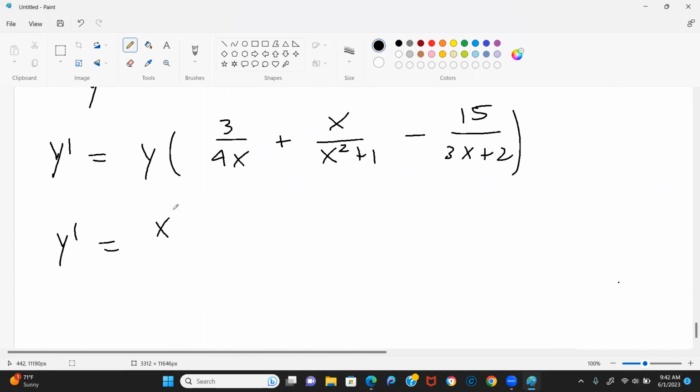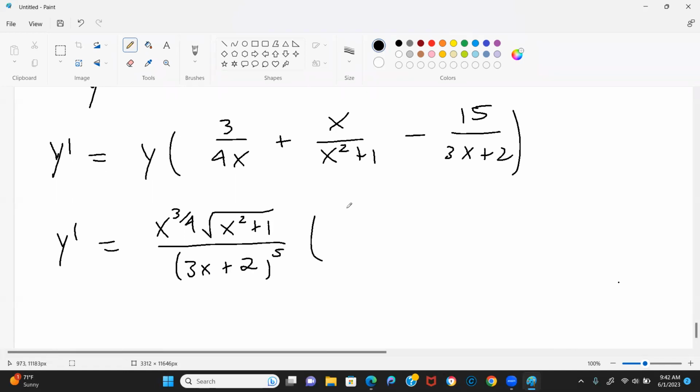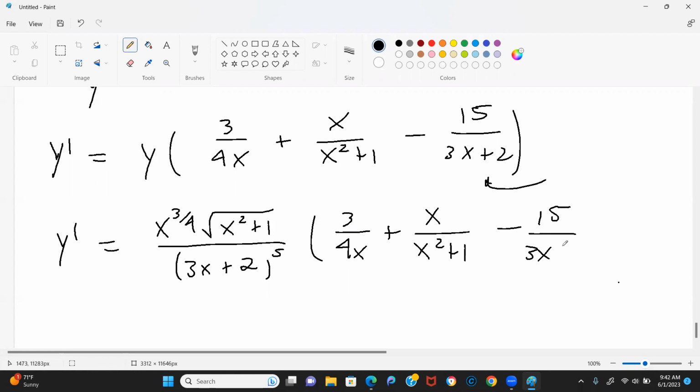So remember, y is going to be x to the 3/4 square root of x squared plus 1 over 3x plus 2 to the 5, and then times the rest, this thing in the parentheses. So 3 over 4x plus x over x squared plus 1 minus 15 over 3x plus 2. And you might think to yourself, well, that's kind of complicated. Well, it's much better than the alternative, which was to use the quotient rule, then use the product rule, and then use chain rule multiple times. So this is definitely much better than the alternative.